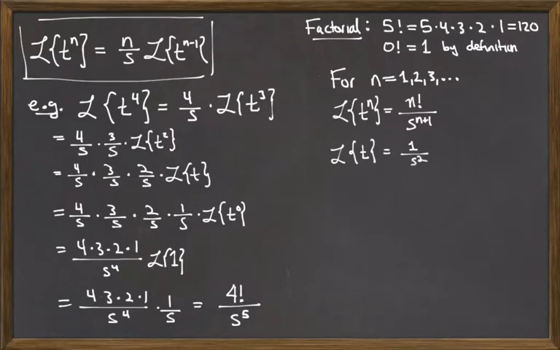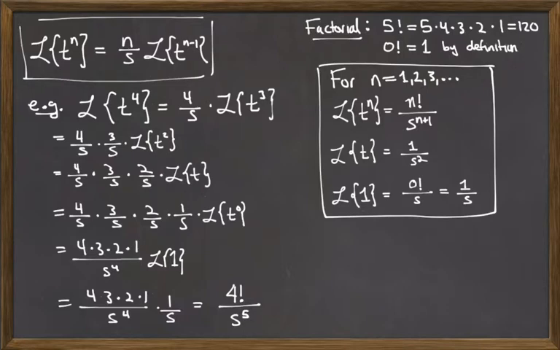There are some special cases here that we could consider. If n is equal to 1, it will be 1 factorial, that's 1. And it's going to be 1 degree higher, so s squared in the denominator. We've already seen that the Laplace of t is 1 over s squared. And in fact, the formula is totally consistent even with this t to the 0 case, the Laplace of 1. If we just follow the formula naively, it should be 0 factorial over, well, it's power 0, so it should be 1 more than that, so it should be s to the first. And we've defined 0 factorial to be 1, so this is 1 over s.